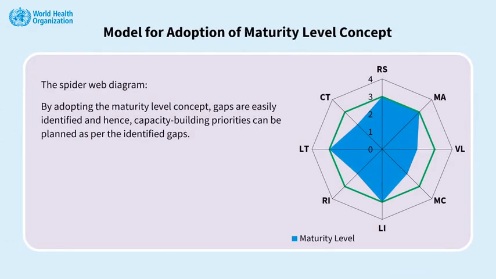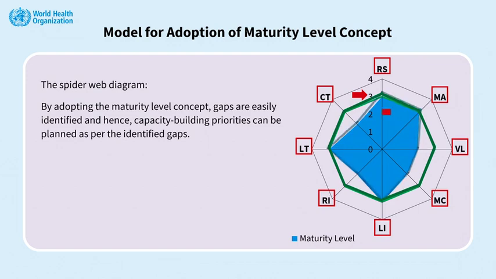After completion of the benchmarking, once the GBT tool is populated, the system generates this type of diagram called the spider web diagram. In this example, the regulatory system, marketing authorization, licensing establishments, and lab testing are at ML3, while the rest of the functions are at ML2. By adopting the maturity level concept, gaps are easily identified and hence, capacity building priorities can be planned as per the identified gaps.